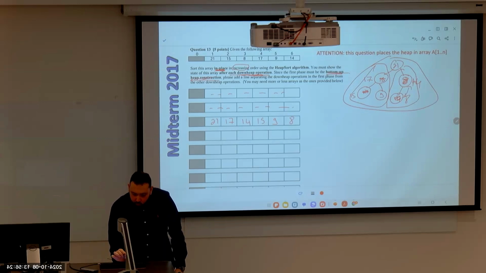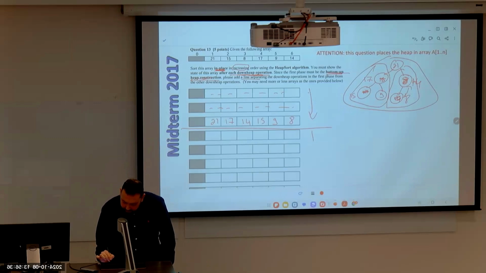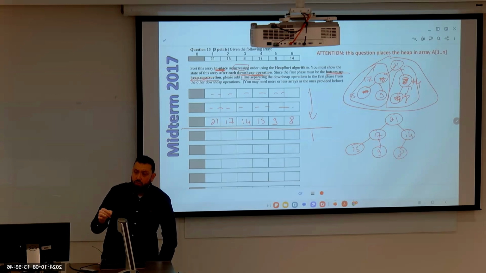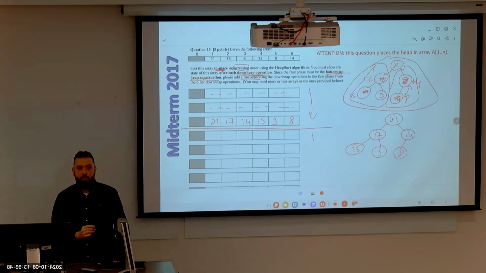Okay, so that's what we mean by adding a line to separate. So we're going to say, okay, so far this is the bottom-up heap construction. Now I'm going to start with the heap sort. So, okay, what do I have here? I have 21, 17, 14, 15, and then I have the 9 here and 8. Okay, who wants to do the heap sort? Start with the first one.